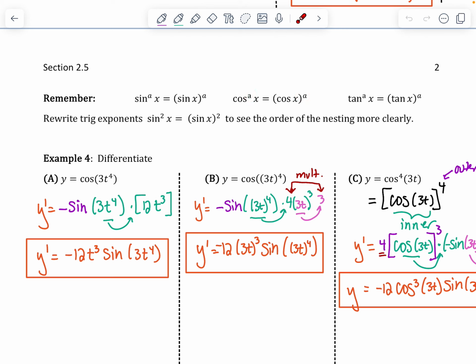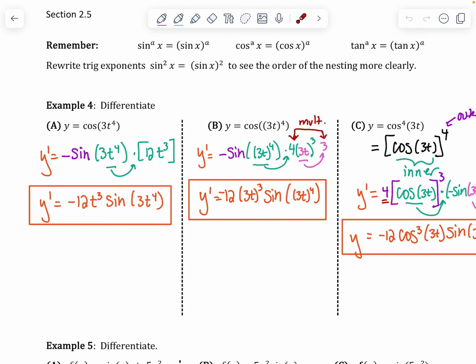So what will happen is if we see something such as sine squared of x, for taking derivatives, it might be better to think of it as a sine of x squared to help see the nesting function more clearly. Now, it doesn't happen until this third example, but let's build up to it and see how all of these problems that look fairly similar are slightly different.